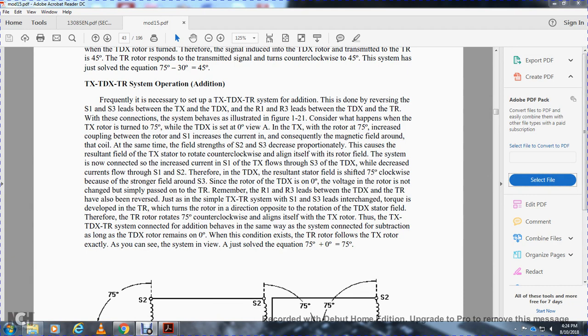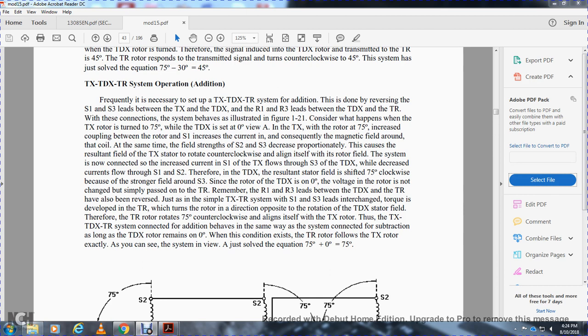Frequently, it's necessary to set up the torque transmitter with the torque differential transmitter and torque receiver system with the addition of reversing the stator 1 and stator 3 leads of the torque transmitter, with the torque differential transmitter with rotor 1 and rotor 3 leads between the torque differential transmitter and the torque receiver. With those connections, the system is illustrated in figure 121, with the torque transmitter.